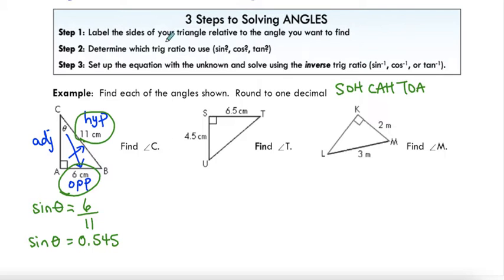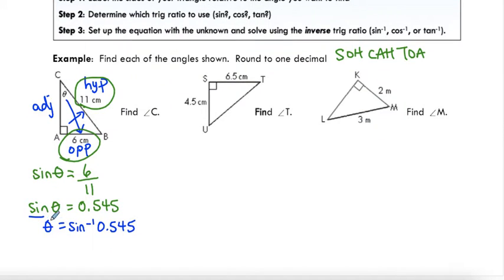And now I want to get rid of the sine on the left-hand side, so I have to do the sine inverse to my decimal number. And I get a value for my angle measurement. So angle C is going to be equal to about 33 degrees when I do that calculation.